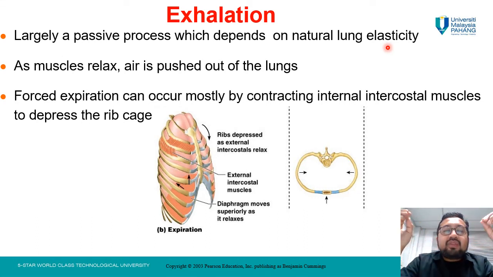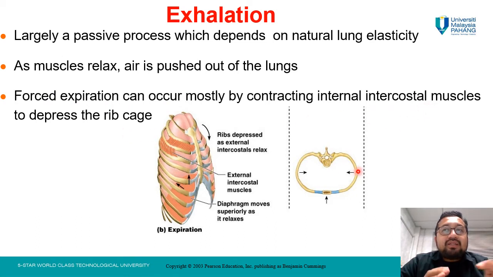Because of this lung elasticity, when relaxed, air is pushed out of the lungs. The air will go out, and that's how exhalation occurs. However, we can also force expiration. We can expire forcefully. But when we force expiration, it is not a passive process. It is active, meaning we exert some intercostal muscle contraction, mostly by contracting the intercostal muscle to depress the rib cage.